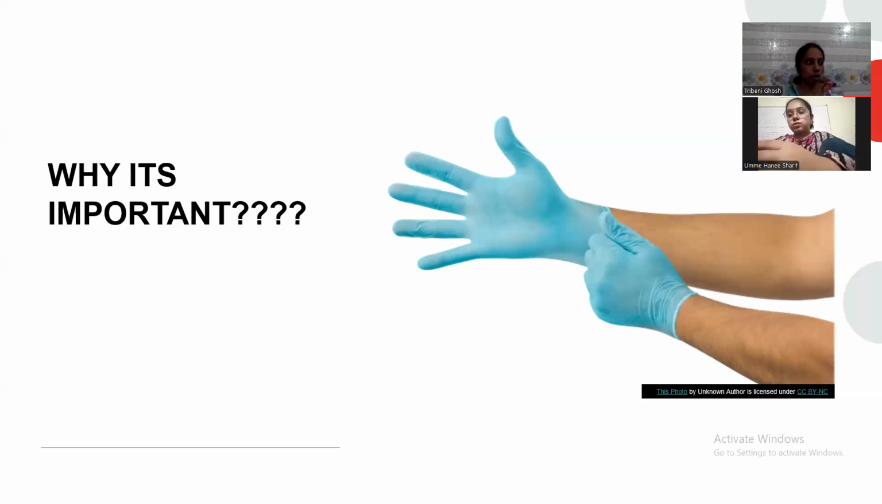Also, if I am infected with any kind of pollutant or bacteria, I might even transfer it to another patient. So exactly, that's why we must wear hand gloves.